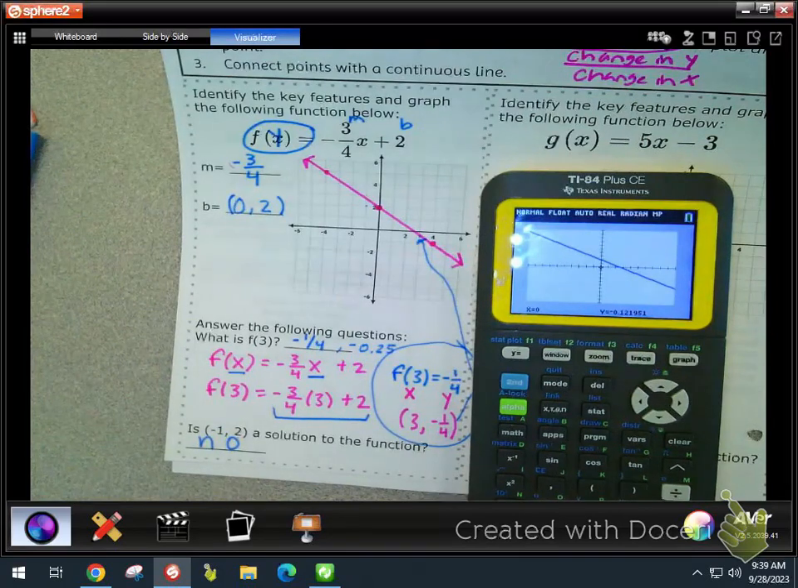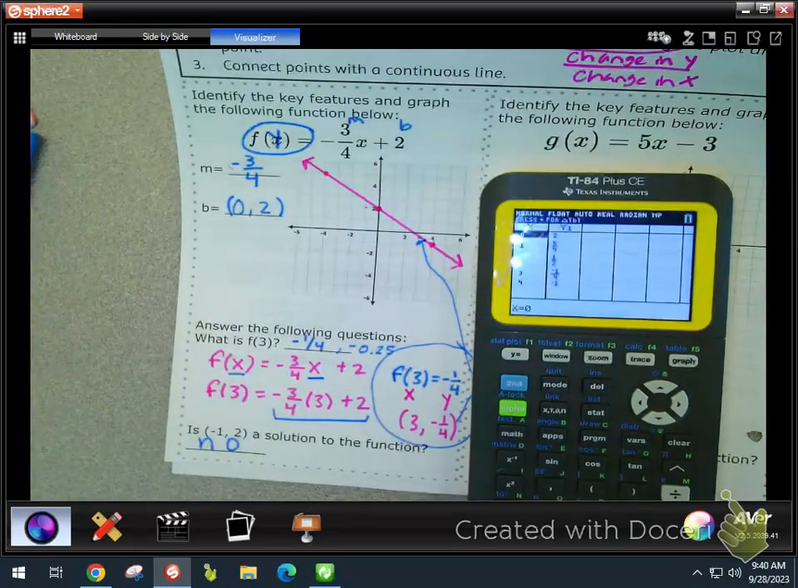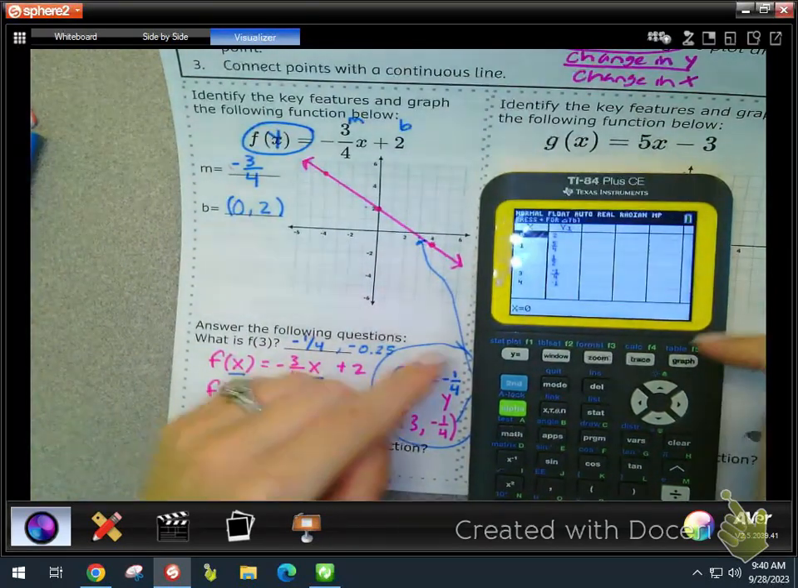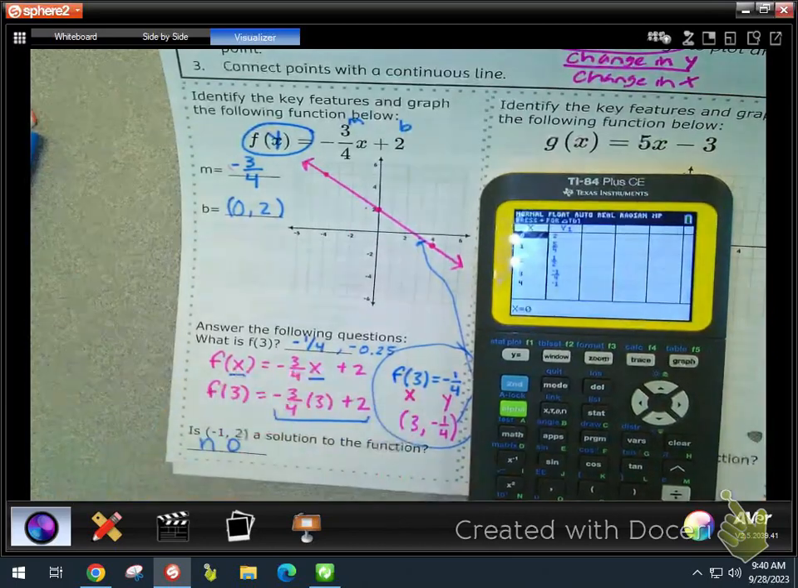What is going to be our lifesaver is the table. And I know I've showed y'all the table before. So help me out. How do we get to the table? Second graph. So graph lets you see a pretty graph. Second graph lets you see a table. Look at what it says right above the graph button in blue. Table. Okay? And so now I have all these different x's.